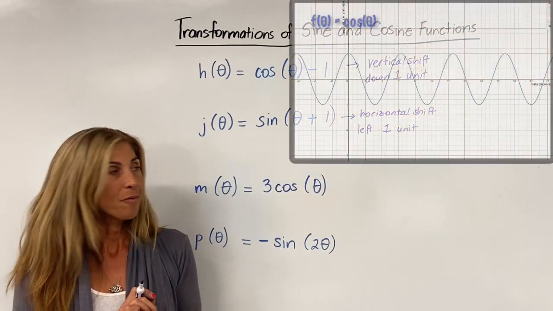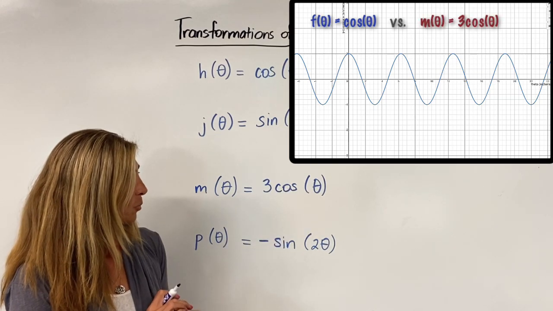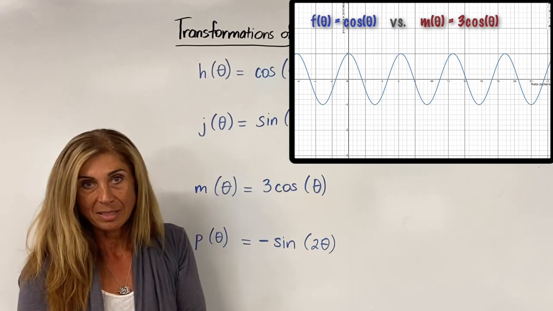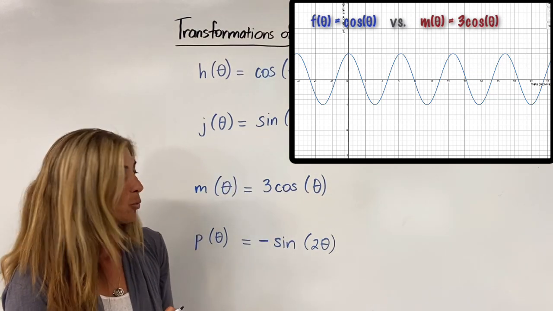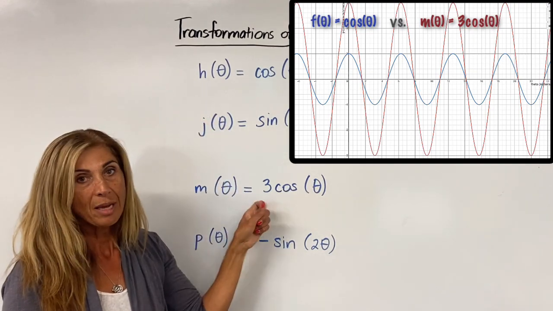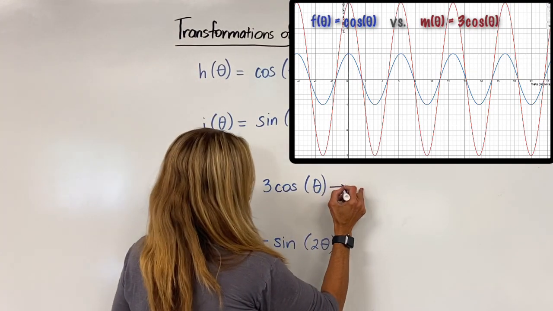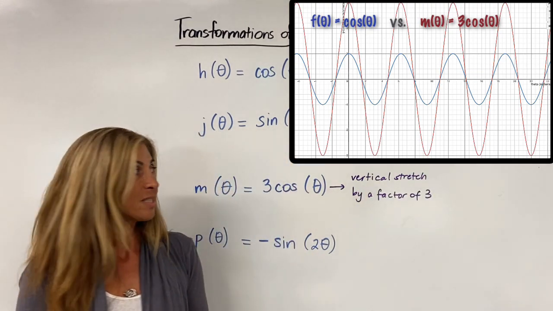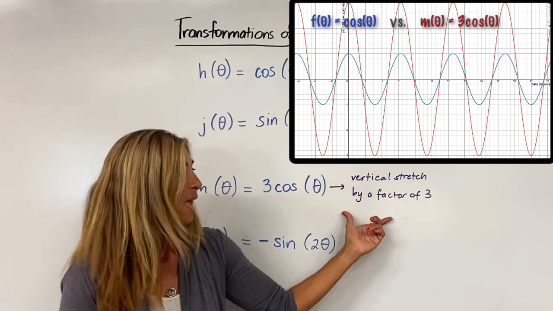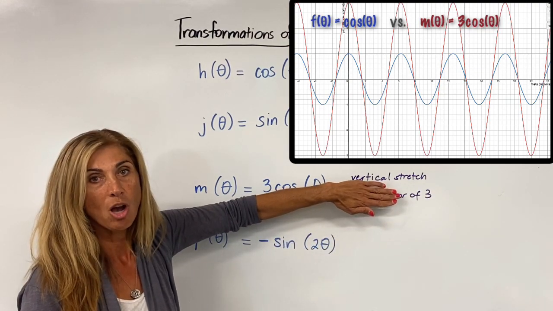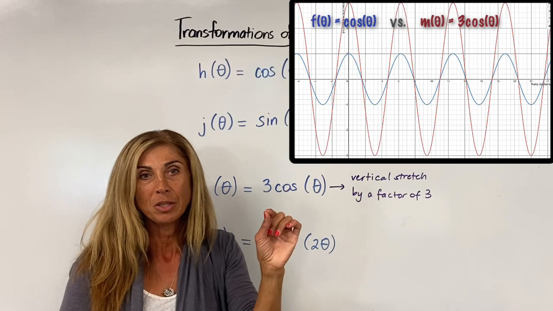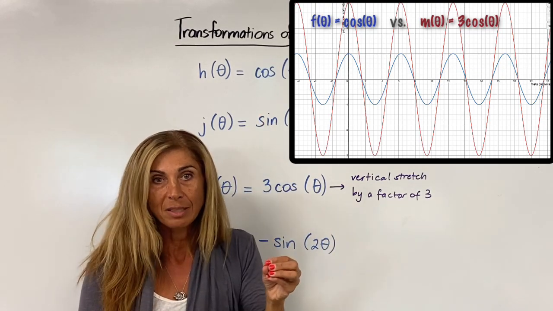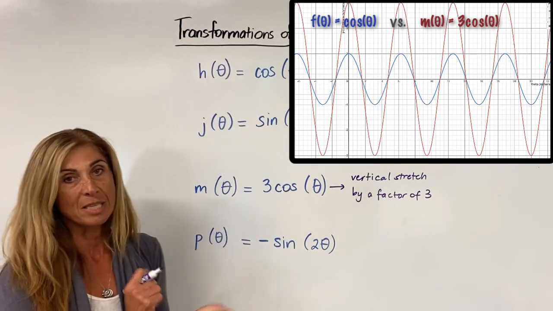Third example, m of theta, 3 cosine theta. Recall that any number in front of our function simply magnifies it or minimizes it by that factor. In this example, we have stretched our function. Which way? Vertically. So we have a vertical stretch by a factor of 3. It's very important that you state by a factor of 3 and not just vertical stretch of 3 units. Vertical stretch of 3 units would just mean it moved up 3. But when we say by a factor of, we're talking multiplicatively. We've stretched everything, as you can see in the diagram.